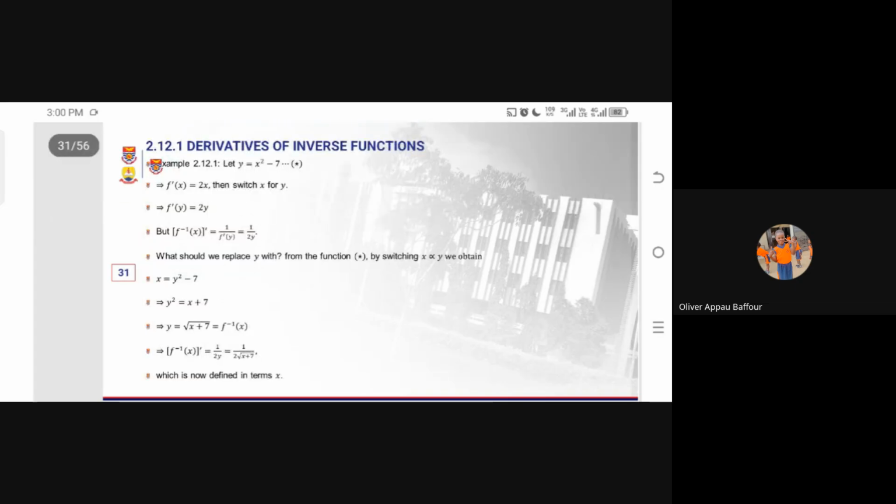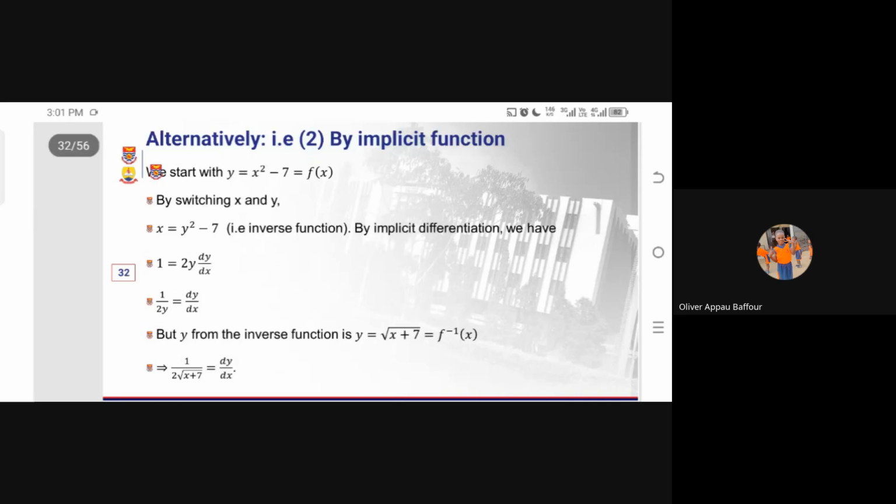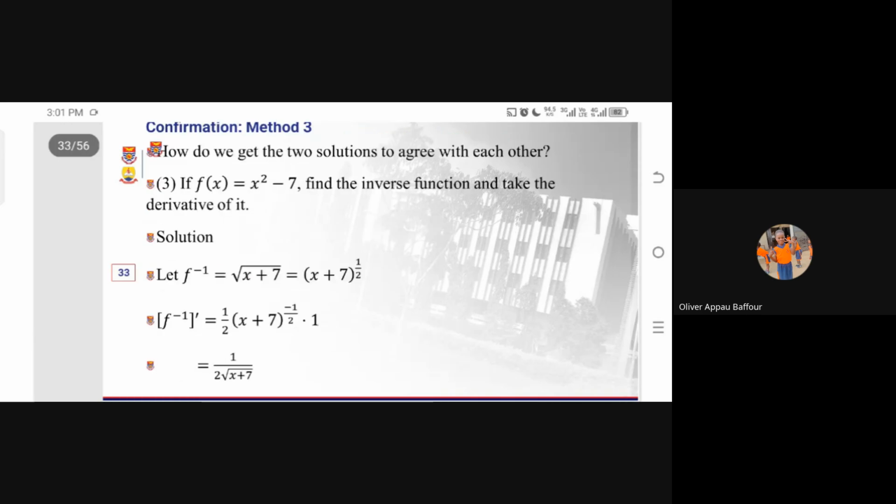And then let me see. So these are some examples that we can do. We've tackled some of these things already, how to find the derivative of an inverse. I believe we've done it. This one we did. This we did as well.